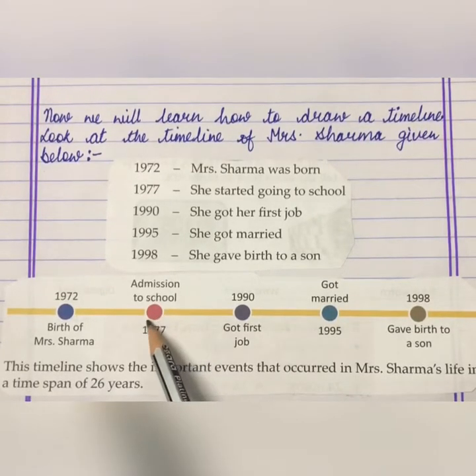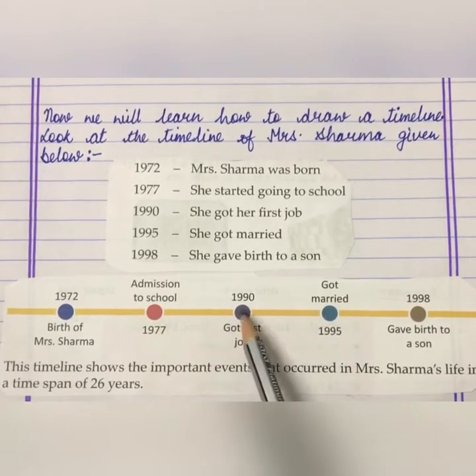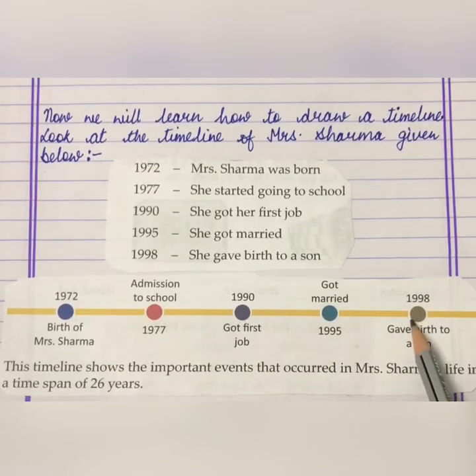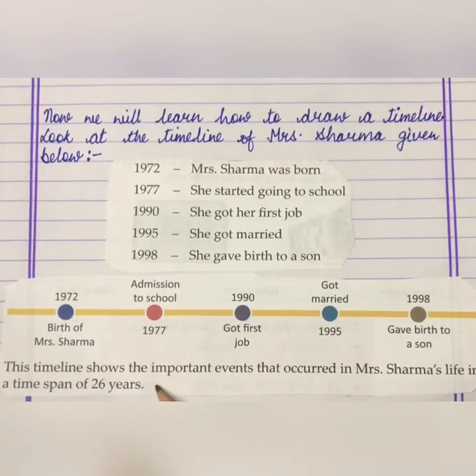she started going to school. Then next, in 1990, she got her first job. Then in 1995, she got married. And last, in 1998, she gave birth to a son. So, the timeline shows the important events that occurred in Mrs. Sharma's life in a time span of 26 years.